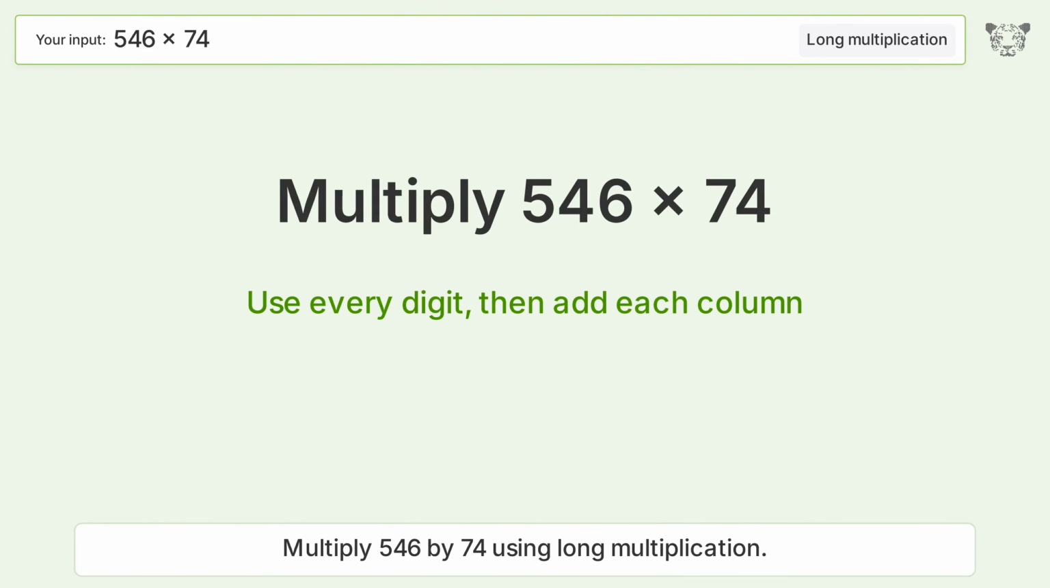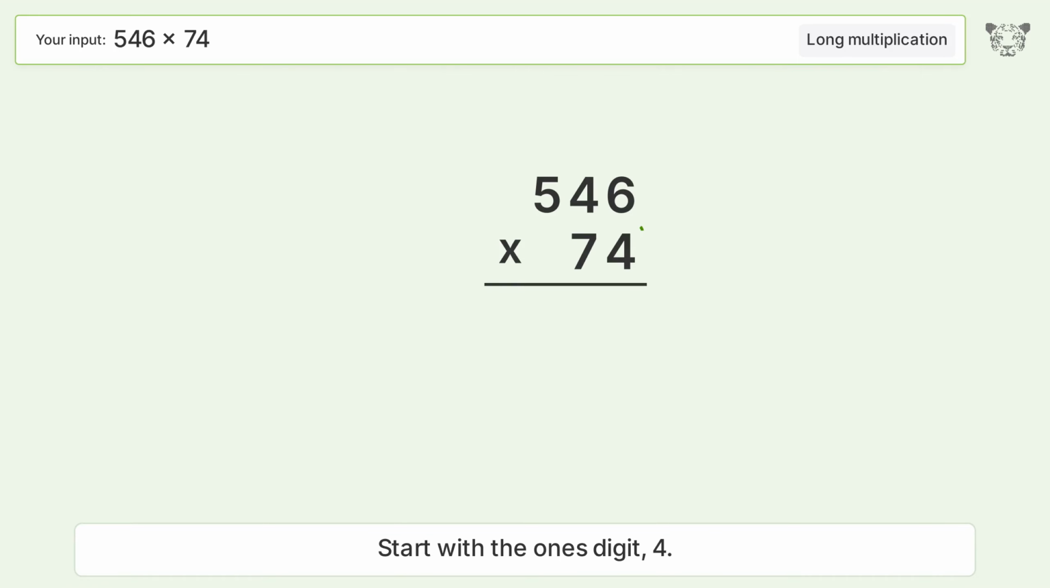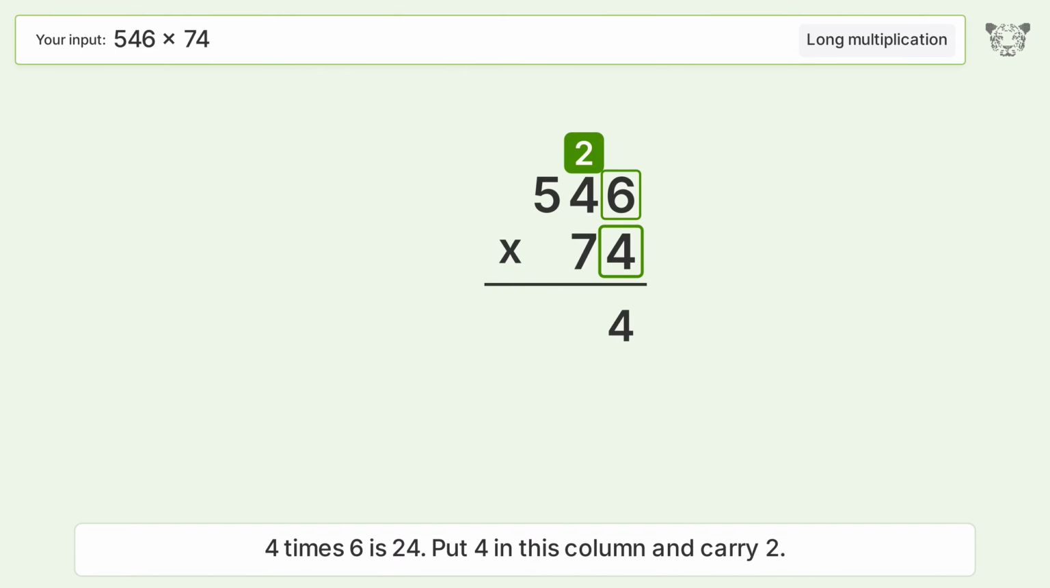Multiply 546 by 74 using long multiplication. Start with the ones digit, 4. 4 times 6 is 24. Put 4 in this column and carry 2.